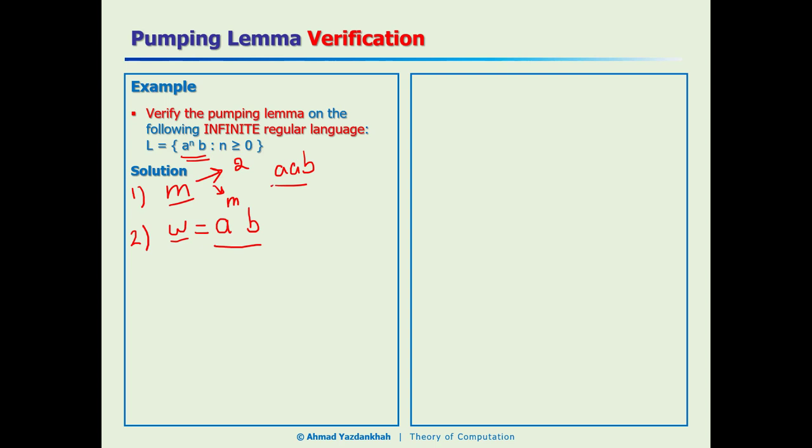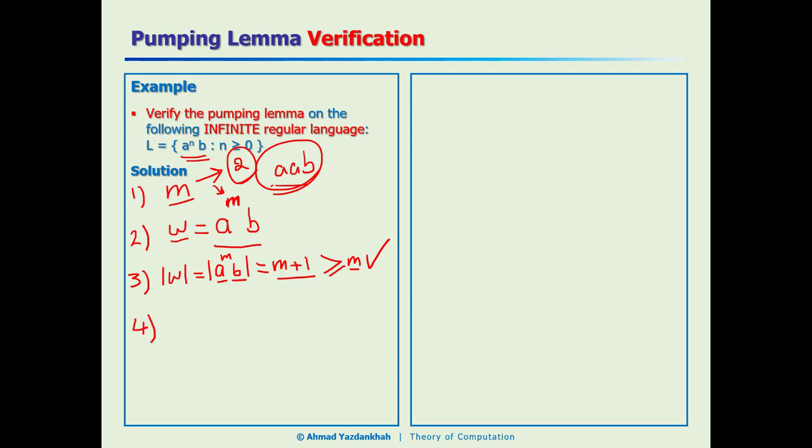But we don't do this, as I explained here. Not 2, not 3, nothing. We just keep all of the strings like this. So this is the third step. We need to check whether its size is greater than or equal to M or not. So the size of the W is equal to the size of A to the M, B. It will be M plus 1, because we have M A's plus 1 B. Is it greater than or equal to M? Yes, it is. M plus 1 is greater than M.